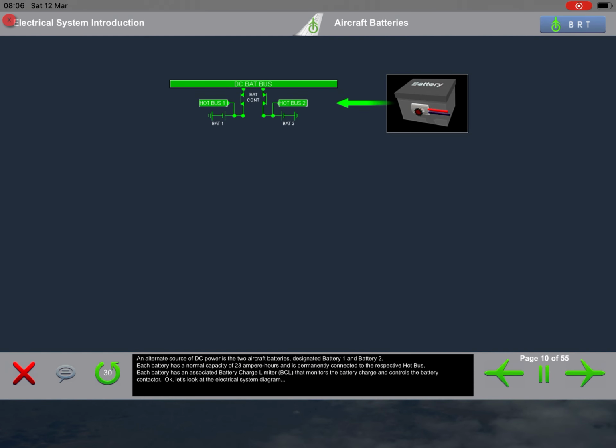An alternate source of DC power is the 2 aircraft batteries, designated Battery 1 and Battery 2. Each battery has a normal capacity of 23 ampere hours and is permanently connected to the respective hot bus. Each battery has an associated battery charge limiter, BCL, that monitors the battery charge and controls the battery contactor. Okay. Let's look at the electrical system diagram.